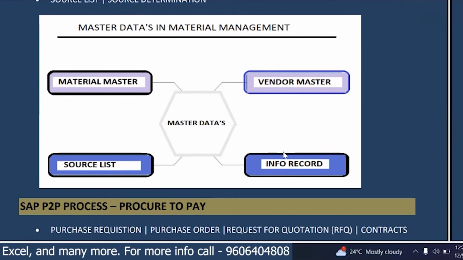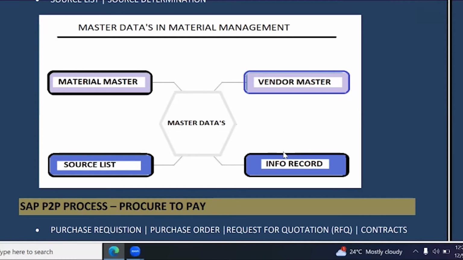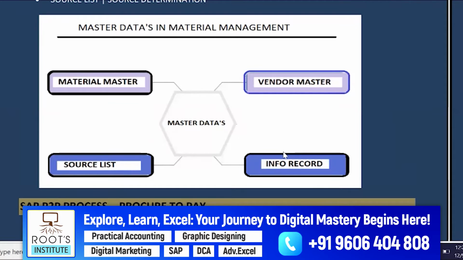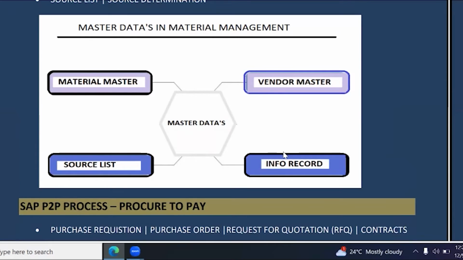So master data, what exactly we are going to understand: how to maintain, how to create the master data, how to change the master data, how to display the master data, what are the important parameters we have for the master data area. One example, assuming a material master: how to create a material master, how to change, how to display, what are the parameters we have?